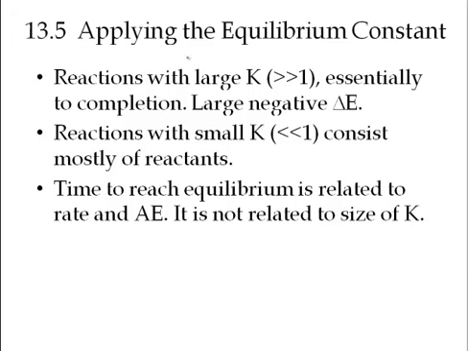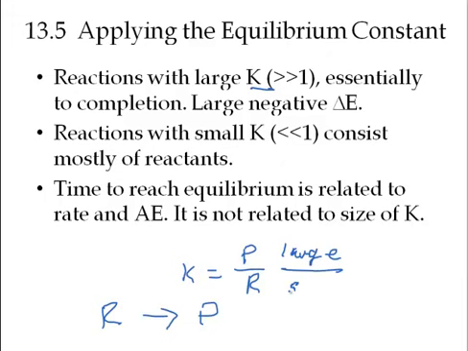When you have a reaction that has a large K, and remember, to find K, it's products over the reactants, that means essentially the reaction has gone to completion. If I think about, here are my reactants, here are my products, if K is big, that means this number up here is large and this number down here is small. Hopefully that makes sense to you. So that tells us that there's a lot of products being formed and very few reactants.